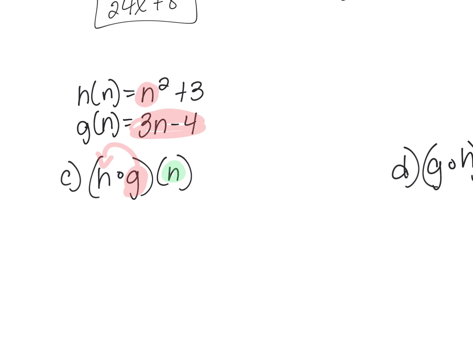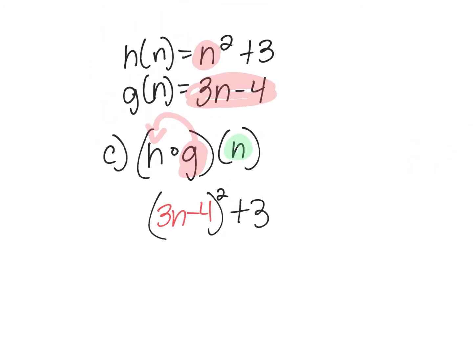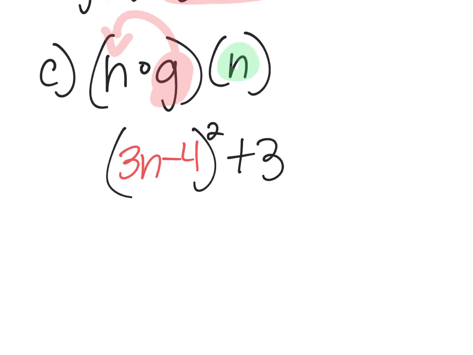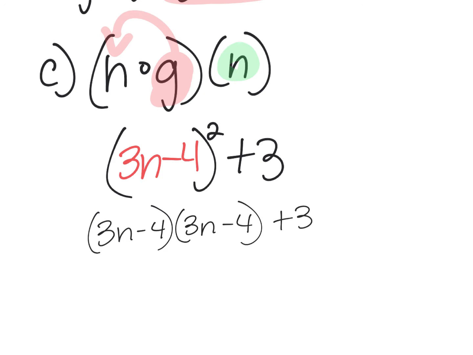So when I plug that in, it's going to be the 3n minus 4. And since in the h of n, the whole thing is being raised to the second power, I need to raise that to the second power. Okay, so now I'm ready to clean this up. Since this is a binomial, we're going to have to rewrite this as 3n minus 4 times 3n minus 4, and then bring down that plus 3. And the only reason I did that is because it's a binomial. I can't just square it straight up as we normally would.